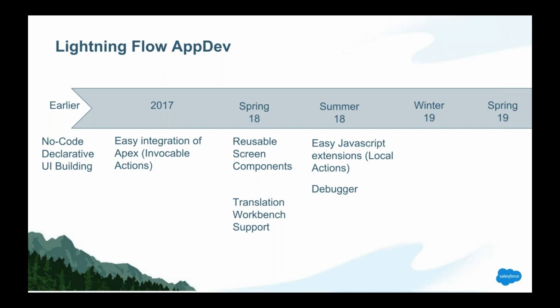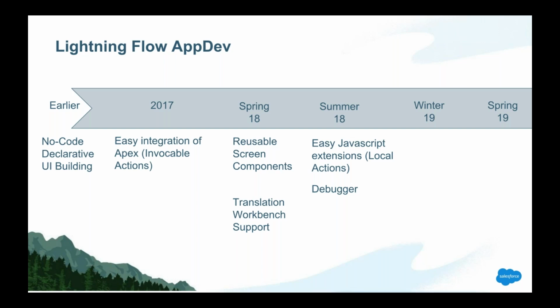Some of the things you see on the screen here are features that we have shipped over the last year and a half, starting with the invocable action interface that turned Apex code modules into declarative blocks that can be pulled into a flow, and then really hitting stride with reusable Lightning screen components. It's hard for me to believe that's only about a year old. You're going to see a lot of examples of the power of that in this presentation.